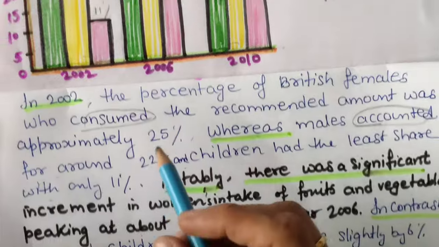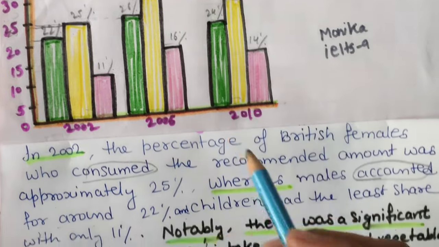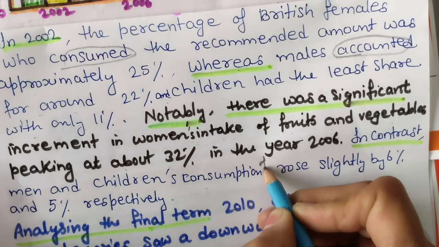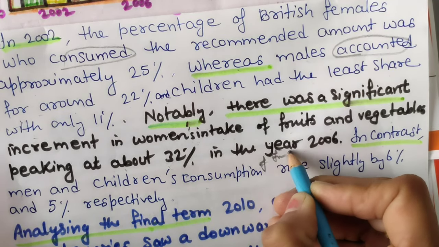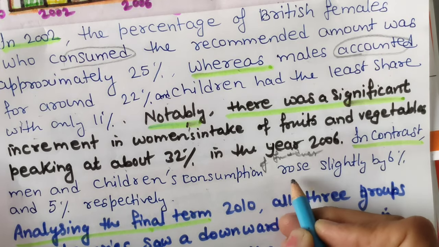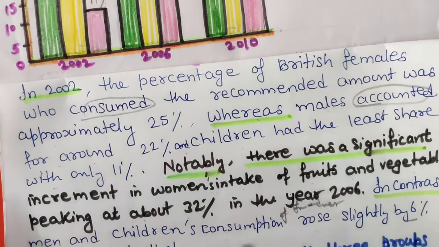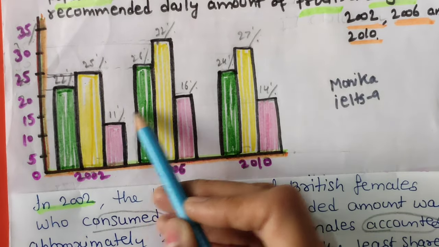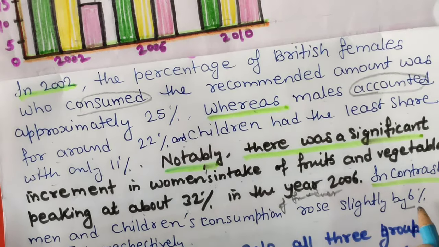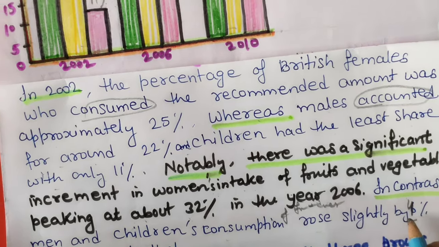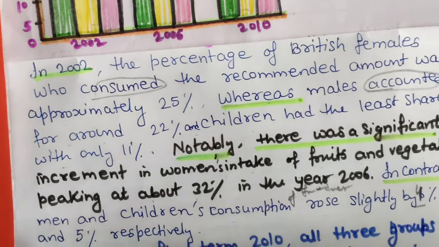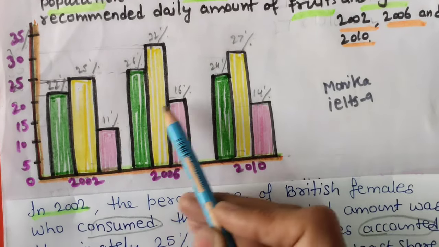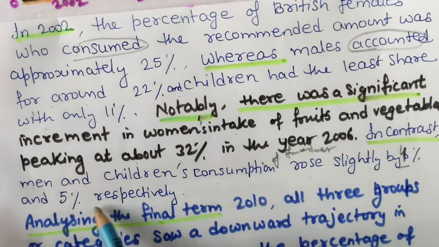In contrast, now we will talk about men and children. Men and children's consumption of fruits and vegetables rose slightly by 6%. No, it is not 6%, it is 4% and 5%, that is correct. Here it is from 22 to 26, a 4% increment, and from 11 to 16, which means a 5% increment.